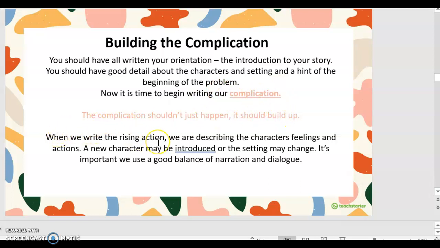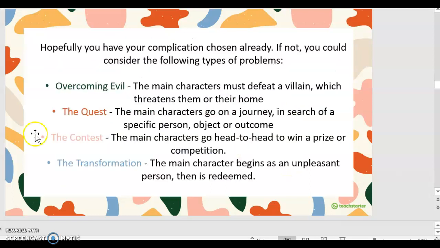When we write the rising action, we are describing characters' feelings and actions. A new character may be introduced or the setting may change. And it's important to have a good balance of narration, where it's the author talking or describing what's happening, and the dialogue, which is characters speaking.